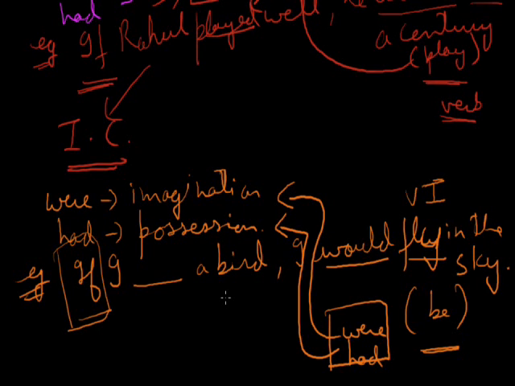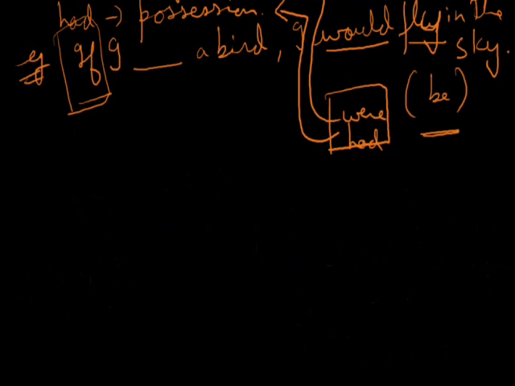Whereas if we supply were over here, that means we are just imagining that if I were a bird myself, so under that condition I would fly in the sky. Okay, to make things more clear, let us come to one more example.